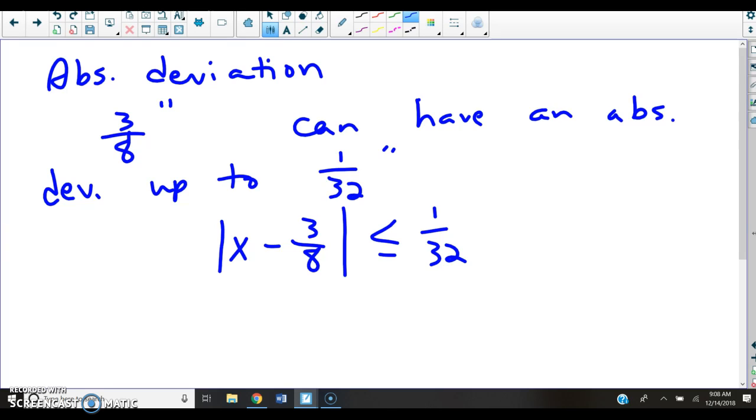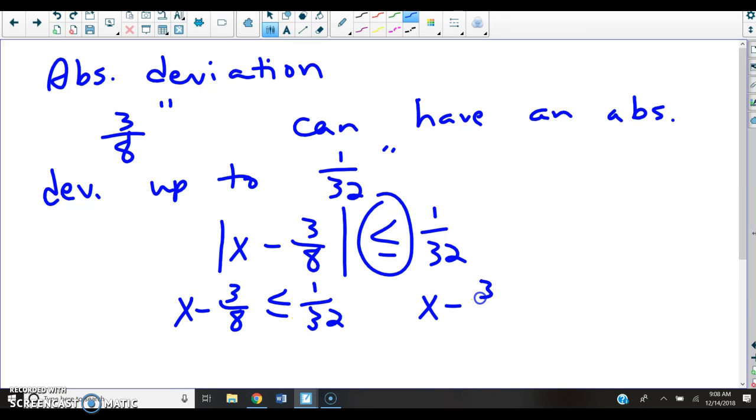I'll be looking more at your work than if you include the or equal or not. But most of the time, your absolute deviations are going to look like this because you're going to be able to write it as an inequality. They will allow values up to and down to this amount. So when you split this, x minus 3/8 is less than or equal to 1 over 32. X minus 3/8 is greater than or equal to negative 1 over 32.